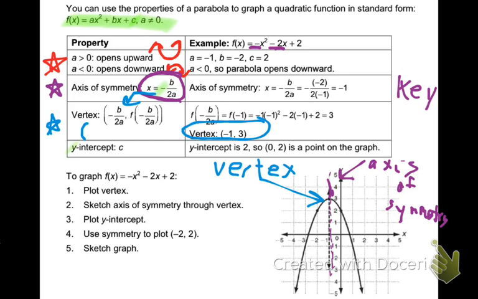And then one of the last things we're going to do today is find the y-intercept. The y-intercept will always be your constant. So always your constant will be your y-intercept, 2. And then because parabolas are symmetrical, if it's 2 over there, it'd be the same on the other side.